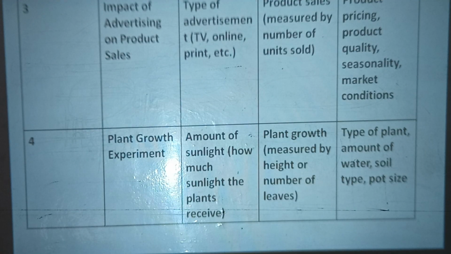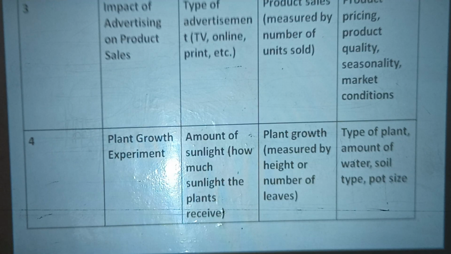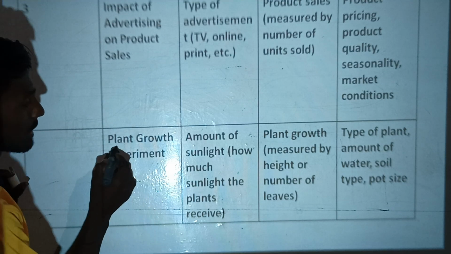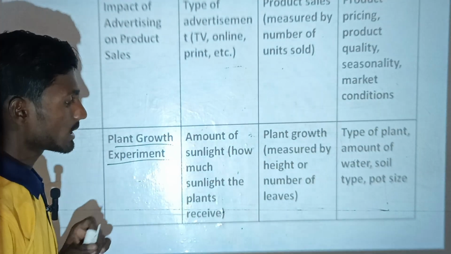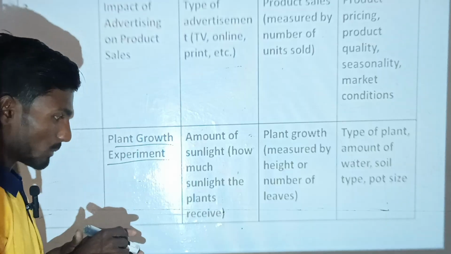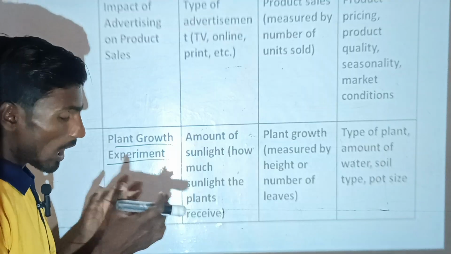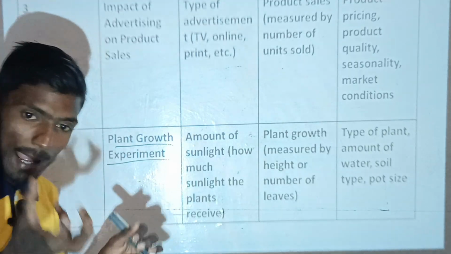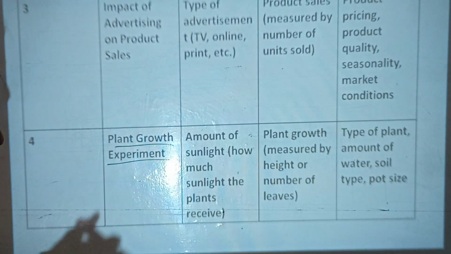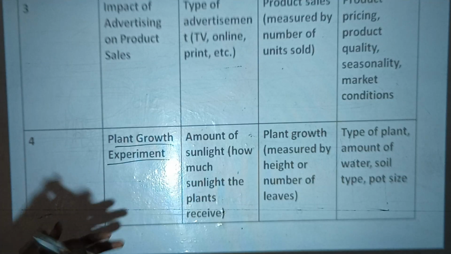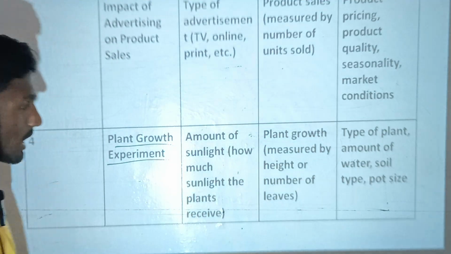Here is another example of dependent, independent, and controlled variables, the plant growth experiment. In the plant growth experiment, there is the amount of sunlight, how much sunlight the plants receive. I want to say that in a short period of time, how much sunlight a plant can absorb during a day, and by observing it, the plant's growth, the plant's height, the number of leaves, roots, shoots, and the branching in the tree.